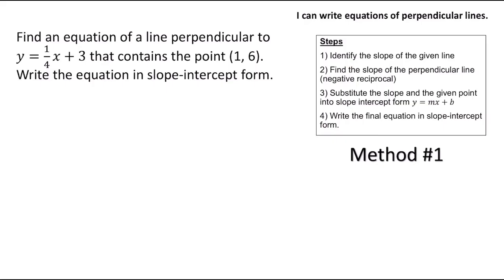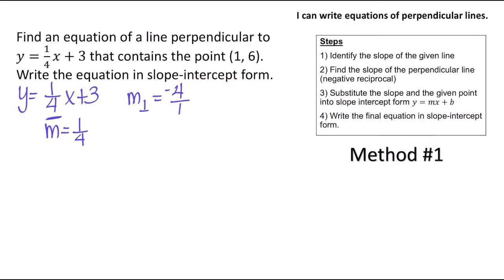So let's find an equation of a line perpendicular to y equals 1/4 x plus 3 that contains the point (1, 6), and let's write the equation in slope-intercept form. So I'm going to solve this using method 1. So we have y equals 1/4 x plus 3, which means my m equals 1/4. Well, my m of my perpendicular line, that's how we note that: we put m and then you put a little perpendicular symbol under it. I'm going to take that 1/4 and flip it and make it negative. So that means my perpendicular slope will be -4.